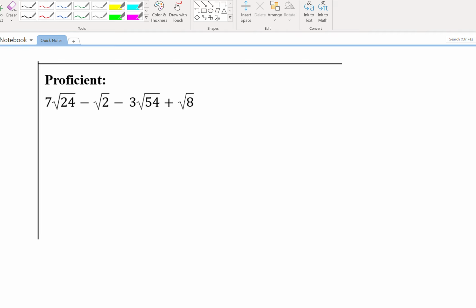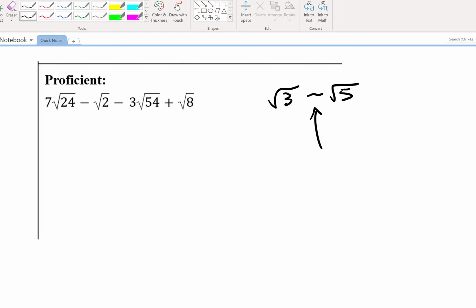Hello, welcome. This is a video on how to do operations on radicals. When we're adding or subtracting radicals, you can add whatever you want. You can take the square root of 3 plus the square root of 5. That's fine. You're adding them or subtracting them, as the case may be.